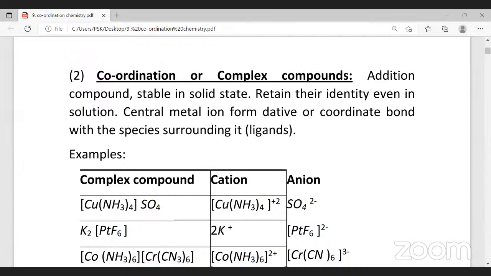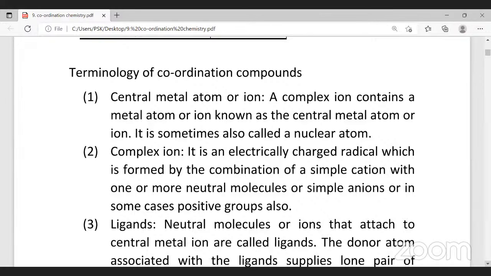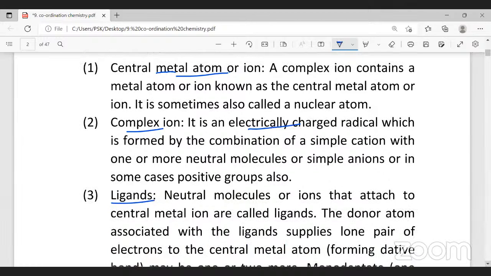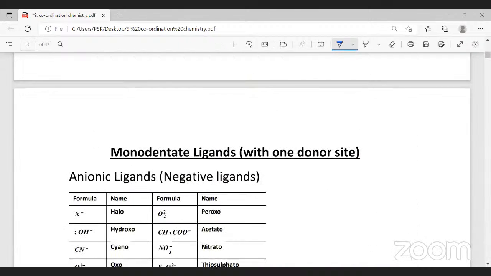We gave a lot of examples last class. And we learned some of the terminologies involved. That is the central metal atom. What do you mean by the central metal atom? And what is a complex ion? A complex ion is electrically charged. I gave you examples, and we learned the classification of a ligand. Ligand is nothing but a neutral molecule or an ion that donates a minimum of one pair of electrons to the central metal atom. Those are called ligands.